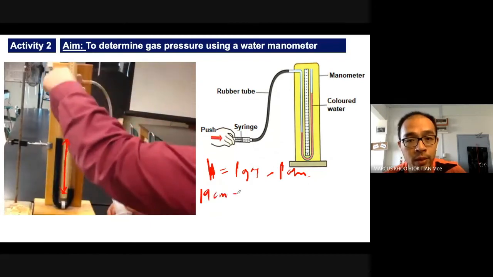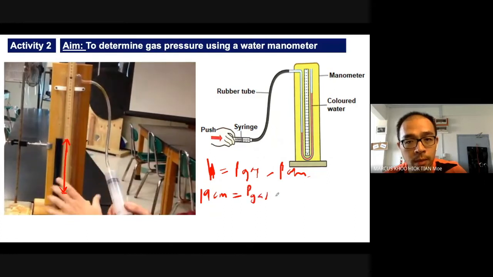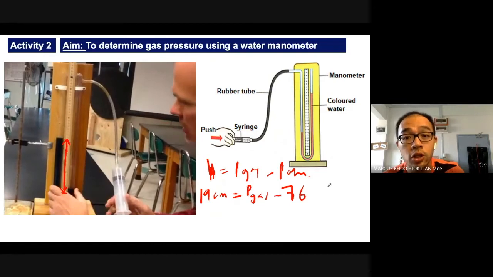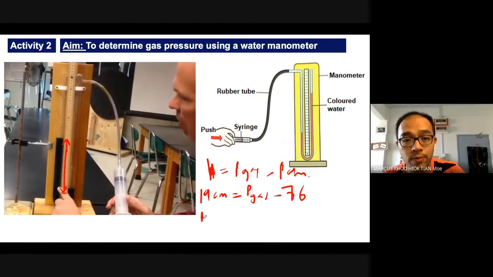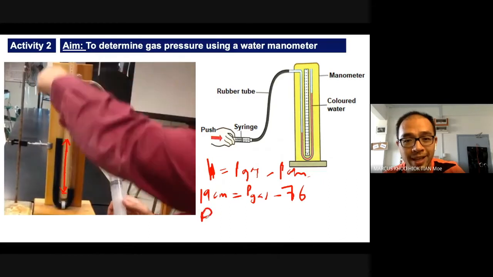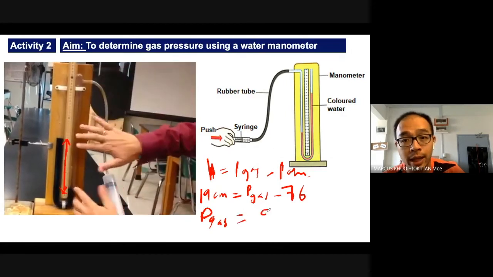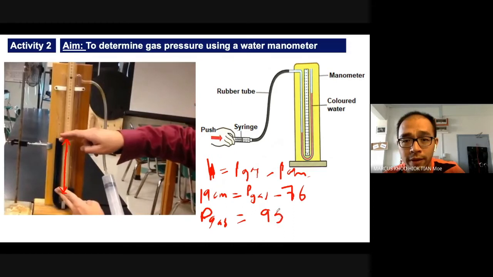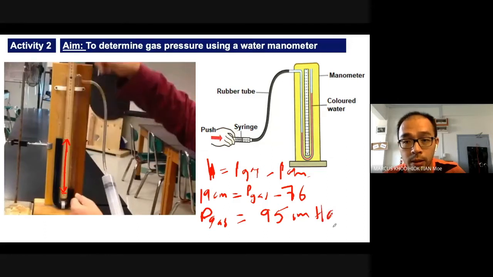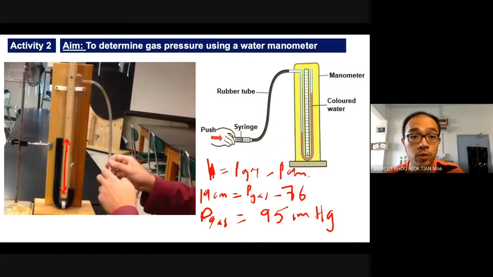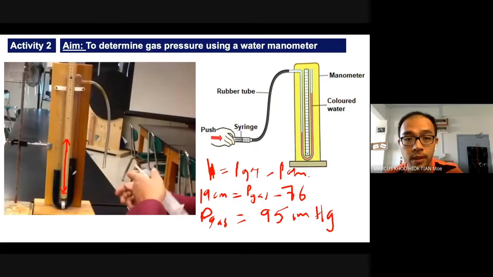19 cm equals gas pressure minus the value of atmospheric pressure, which will be 76 because we are using mercury in this case, 76 centimeter mercury. So we can calculate the gas pressure. The gas pressure will be 19 plus 76, so it'll be about 95 centimeter mercury. So this is how we calculate the gas pressure in the unit of centimeter mercury, because we're using mercury in this case.